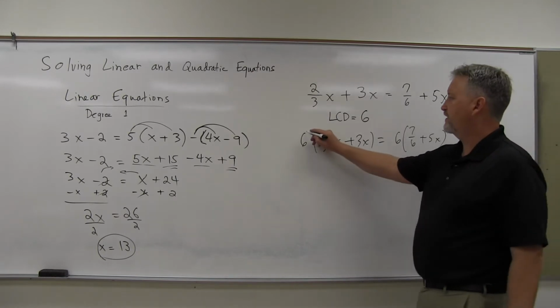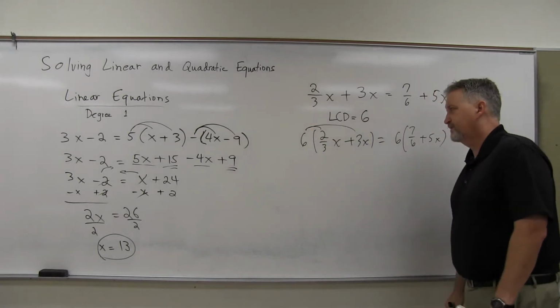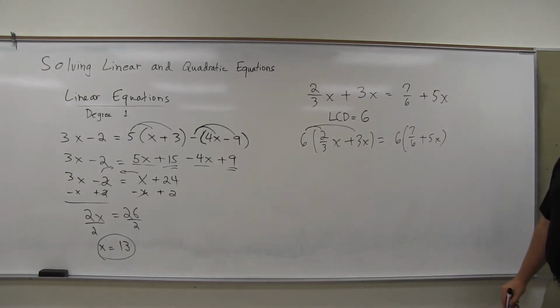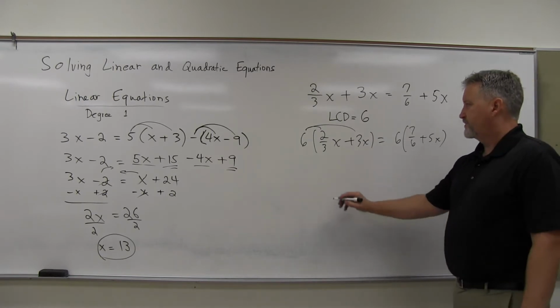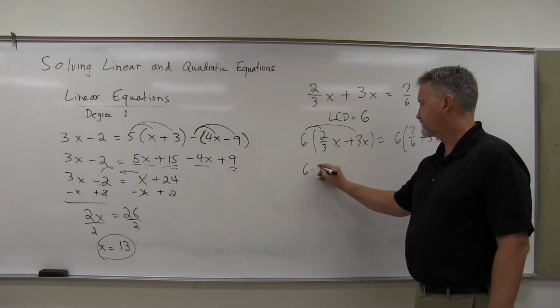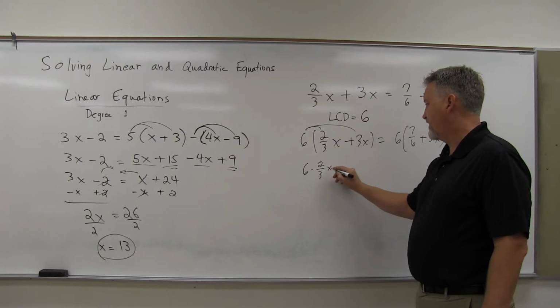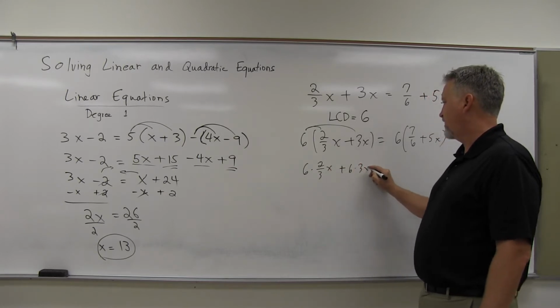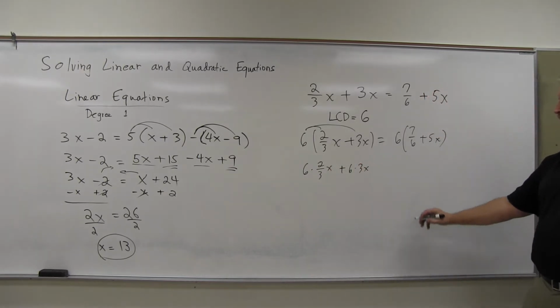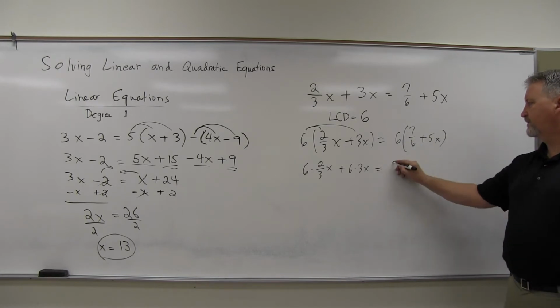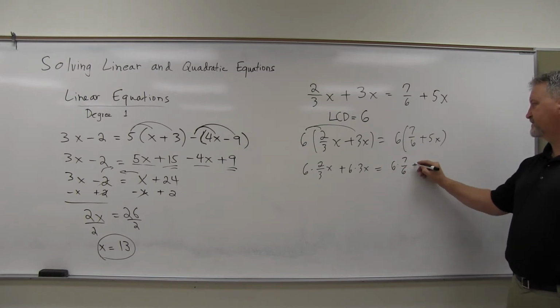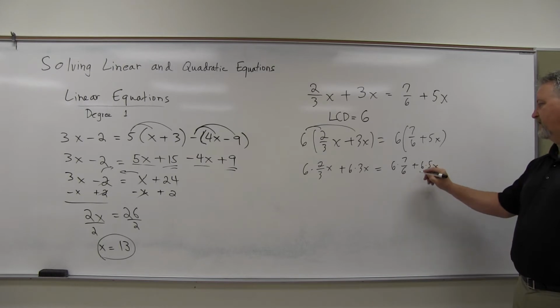Well, in doing that, that again has to be multiplied by the two terms over there, distributed. And so what it amounts to is the 6 gets multiplied by the 2/3 x and the 3x. And then over here, same thing, the 6 times the 7/6, and the 6 times the 5x.